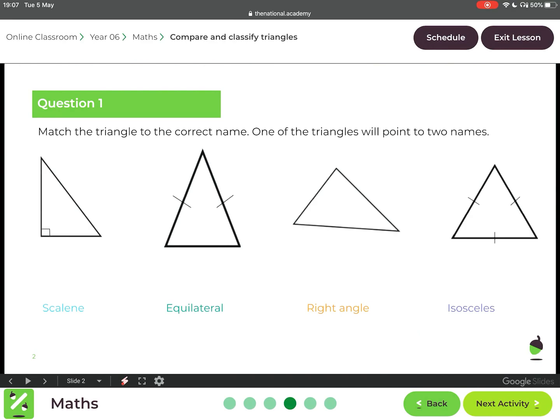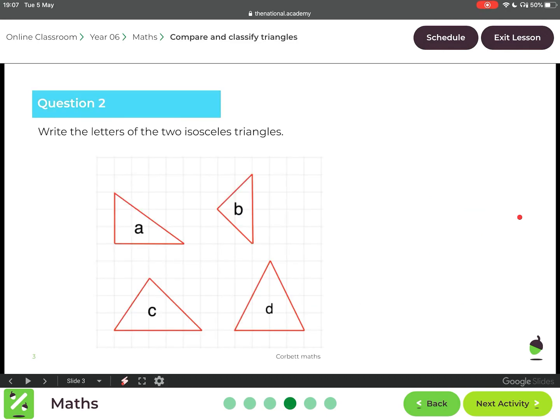Question 1: match the triangle to the correct name. One of the triangles will point to 2 names. So this one here, number 1, is a scalene right-angled triangle. This one is an isosceles. This one is a scalene. This one would be a scalene, and this one is an equilateral.